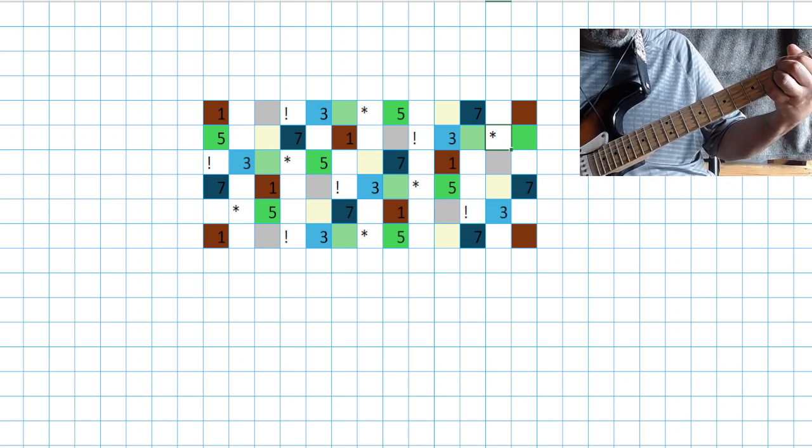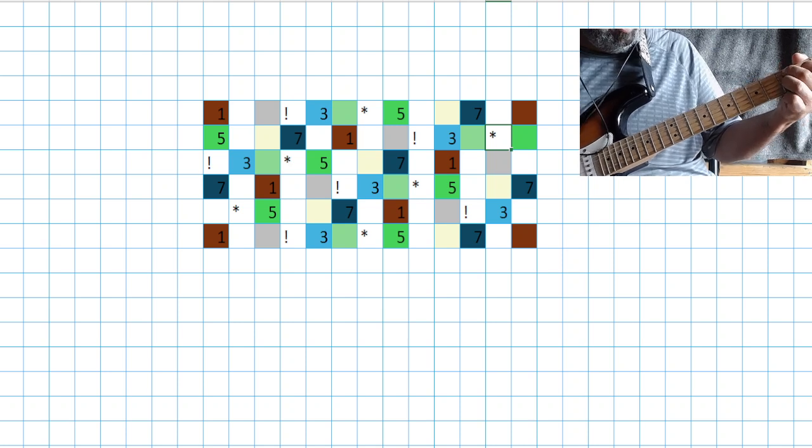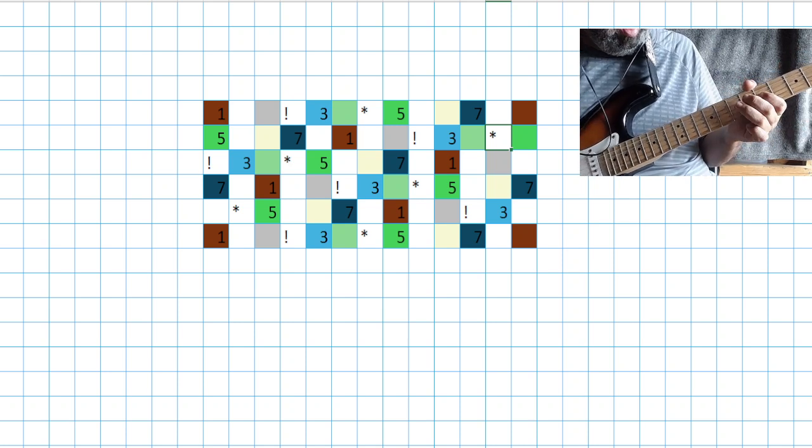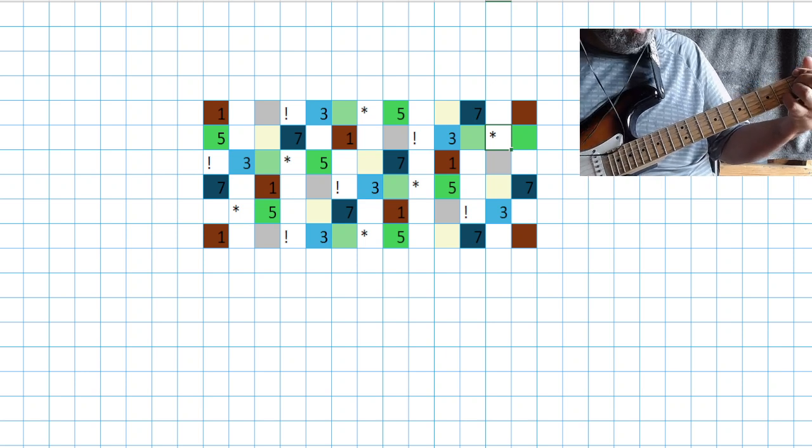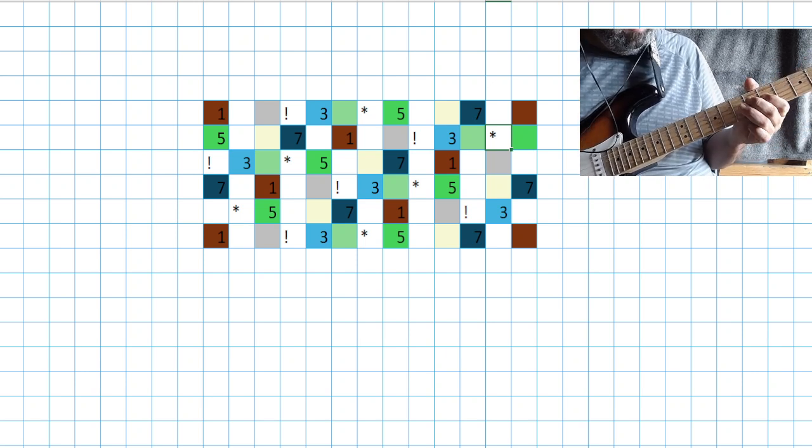See how it sounds over the fretboard. All right, that'll work.